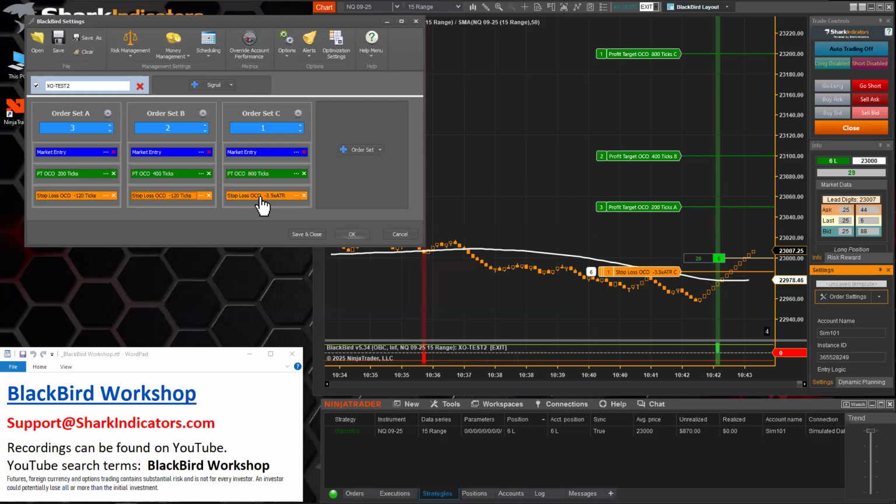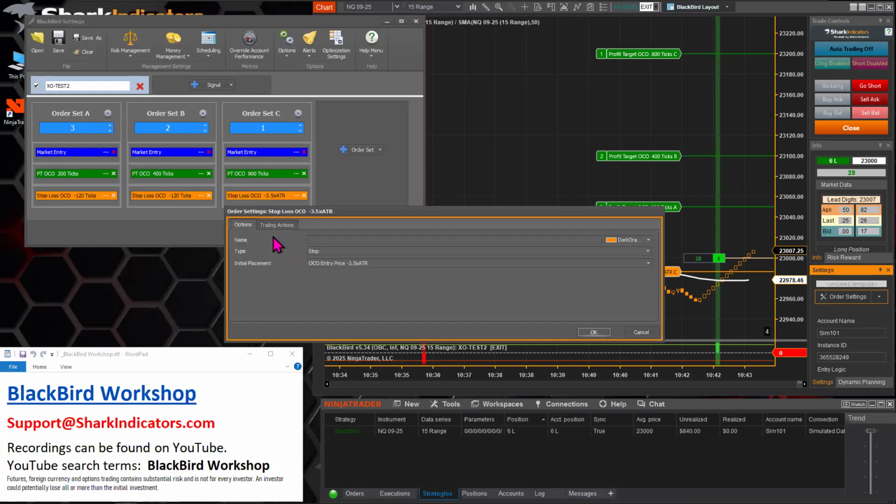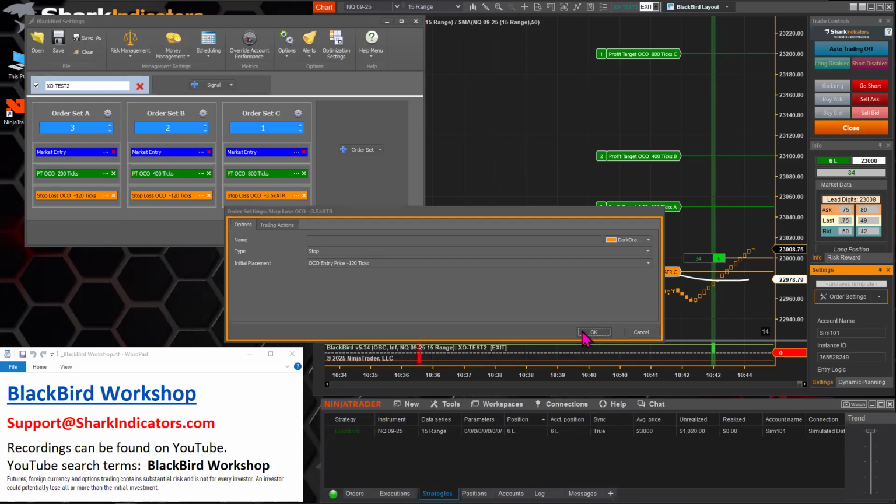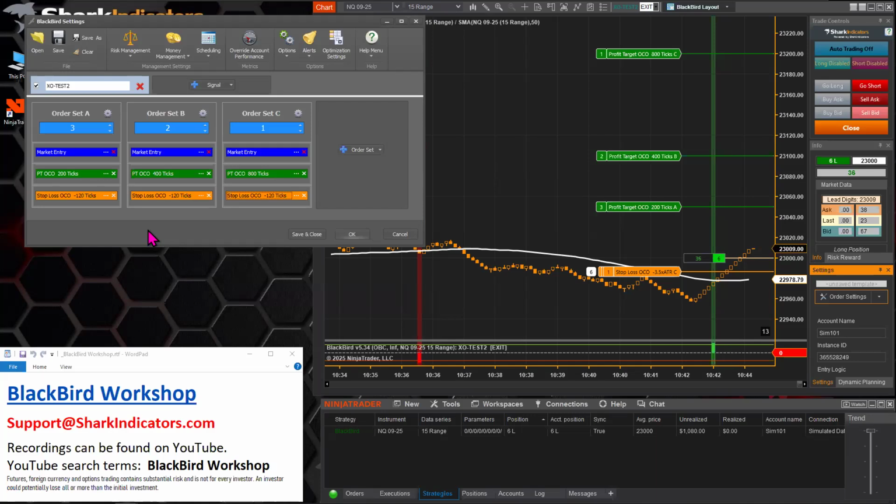Click OK. And one more time. Go into the initial placement. Put in the negative 120. And delete that ATR. Call it good. All right, there we go. So we got the stop losses switched over to 120 ticks there.